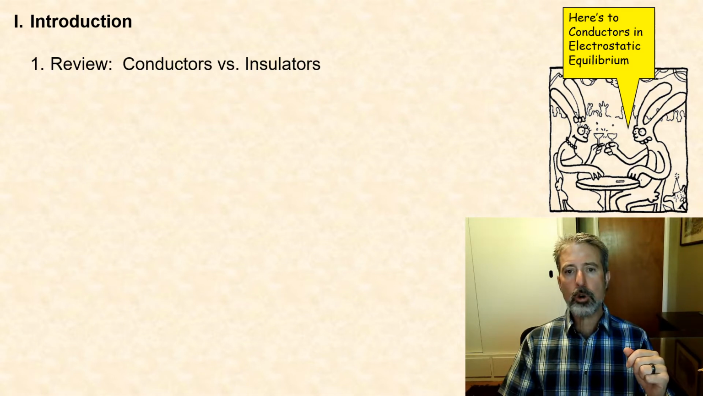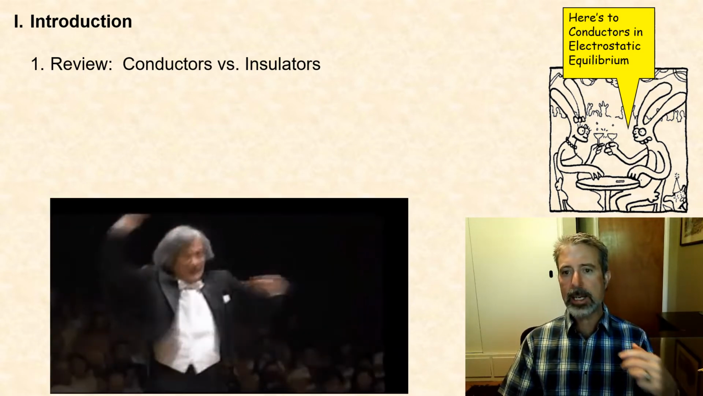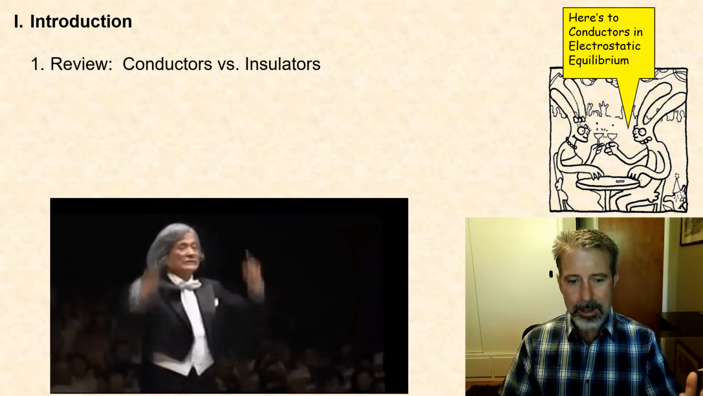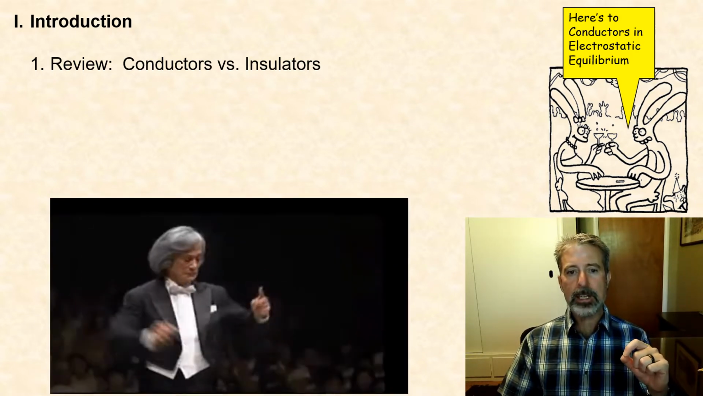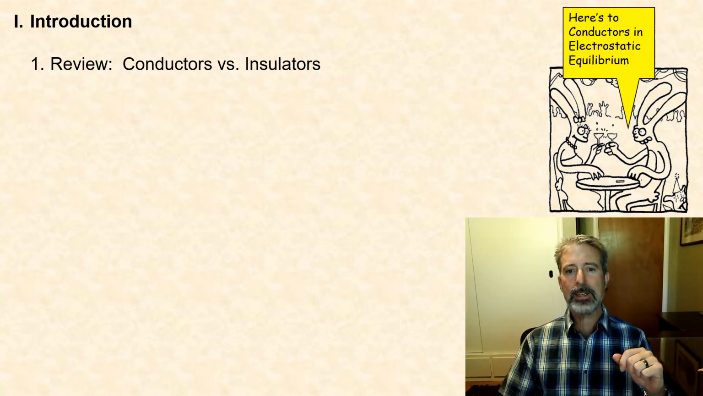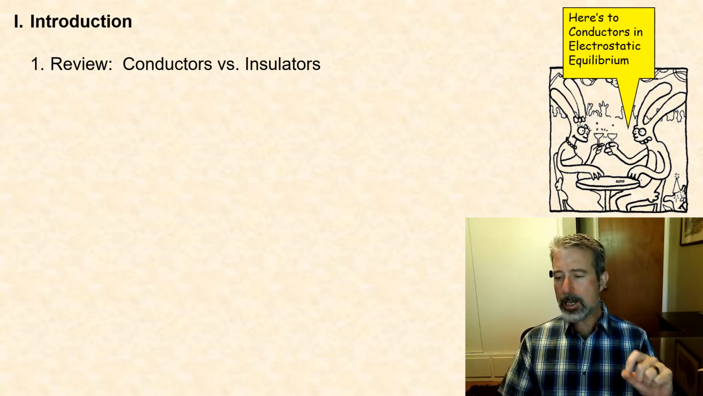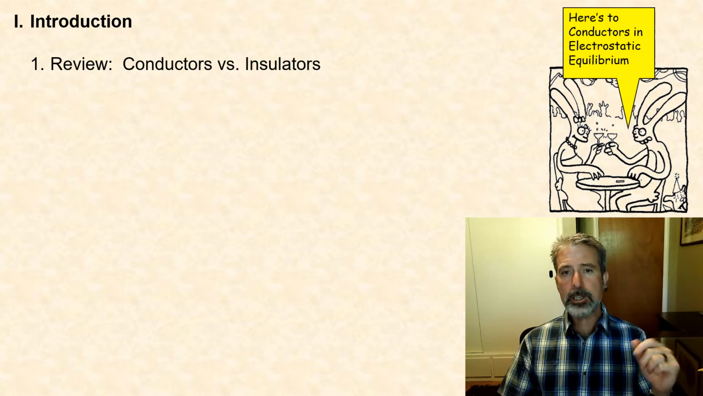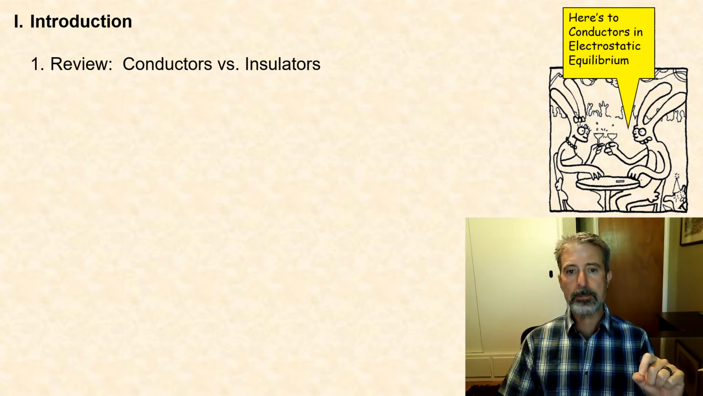So let's start by quickly reviewing the difference between a conductor and an insulator. No, not that kind of conductor. Conductors are a class of materials where electric charges move easily in response to an electric field, thus allowing for electric current. Insulators, on the other hand, are materials where charges don't move easily, thus not allowing an electric current.